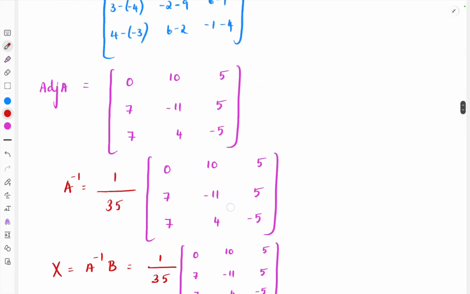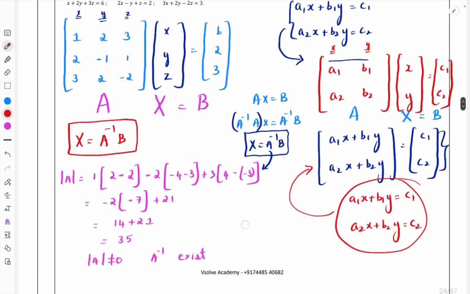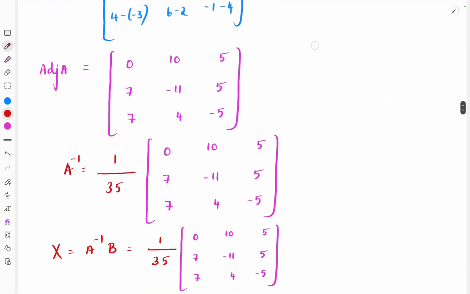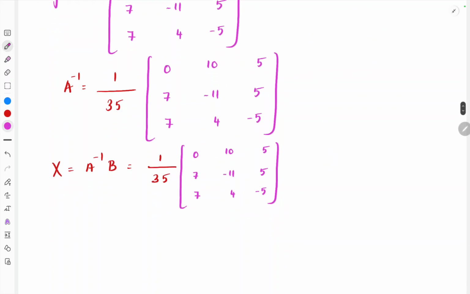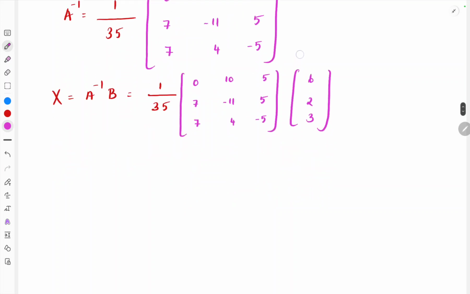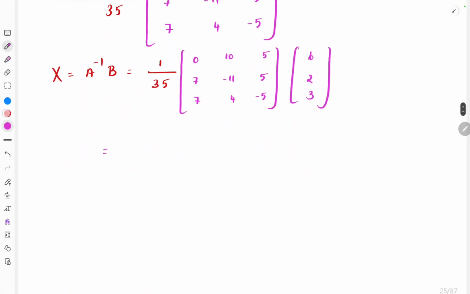Into matrix B. So matrix B we have here is 6 2 3. So now we have to multiply first row with first column. From this we have to take first row, and from here we have to take first column. So which means here it is 1 by 35 already we have.